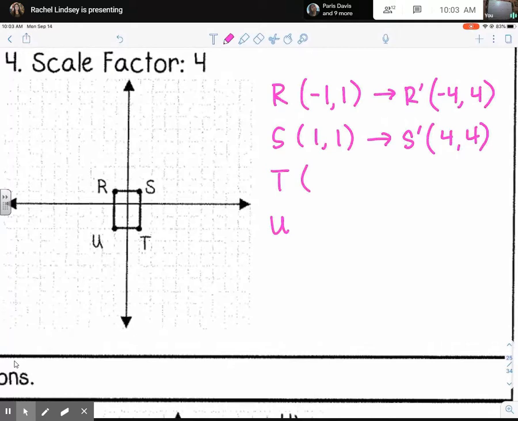Where does T start? Negative 1, negative... Oh, yeah, 1, negative 2. So if we multiply those by 4, 1 times 4 is 4. What's negative 2 times 4? Negative 8.